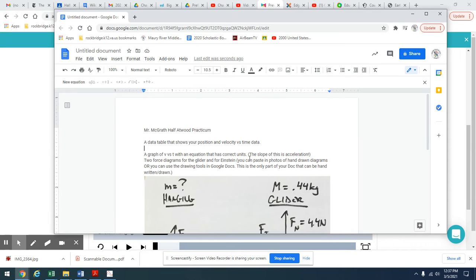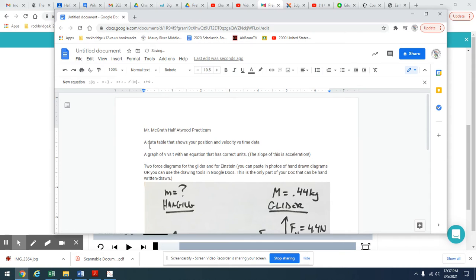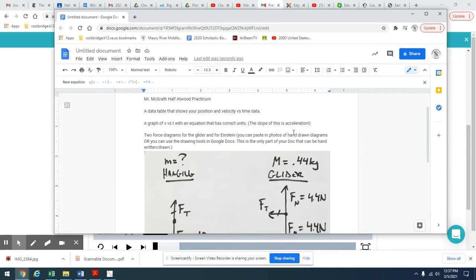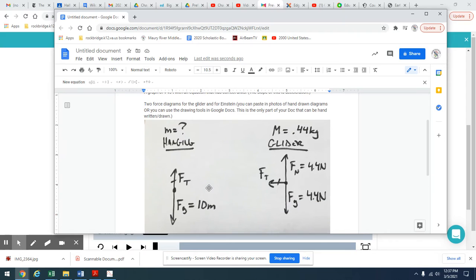And then the part here, let me put a space in there. So insert stuff there. 2 force diagrams for the glider and for Einstein. You can paste in your photos, which I did here. So I knew what those force diagrams were going to look like already, so I didn't have to wait till I did the other part. So I got that in here already.